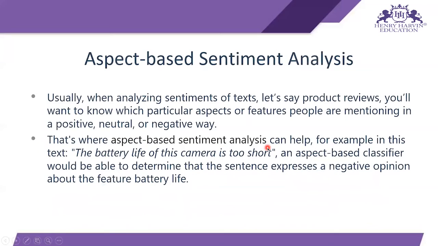Next, the aspect-based sentiment analysis. Usually when analyzing sentiments of text, let's say product reviews, you will want to know which particular aspects or features people are mentioning in a positive, neutral, or negative way. That's where aspect-based sentiment analysis can help. For example, in this text, the battery life of this camera is too short. An aspect-based classifier would be able to determine that the sentence expresses a negative opinion about the feature battery life.